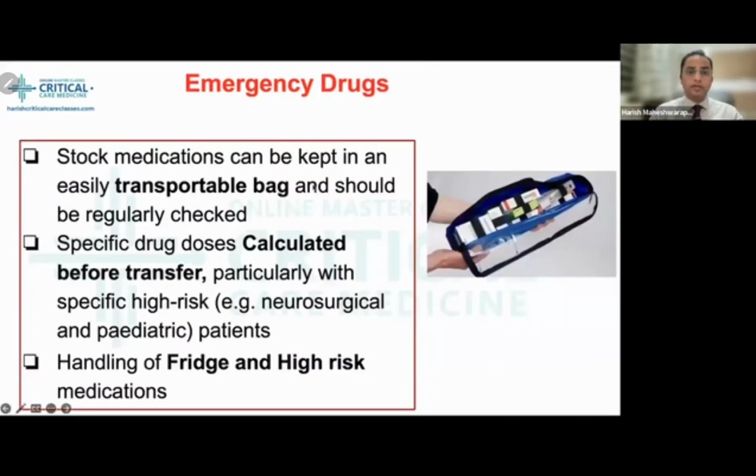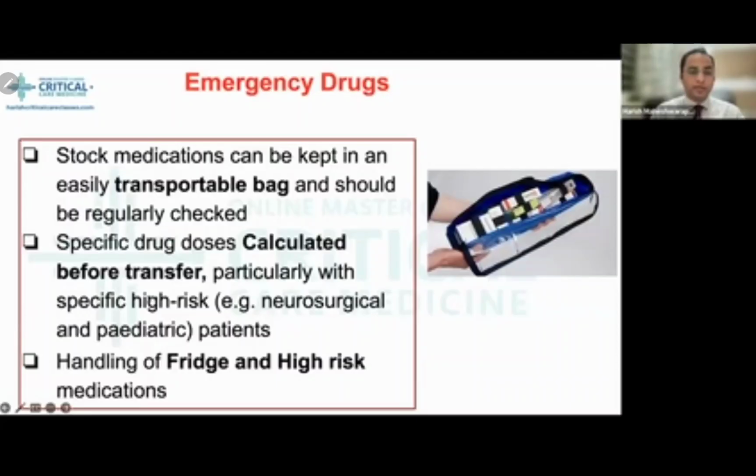Okay, so stock medication can be kept in an easily transportable bag and should be regularly checked. Specific drug doses should be calculated before the transfer in relation to the patient's weight. Specifically with high risk agents, and with neurosurgical and pediatric patients, we need to calculate the appropriate dosage. If required, some medications need refrigeration, so we need to consider a fridge and high risk medication for the transport process.